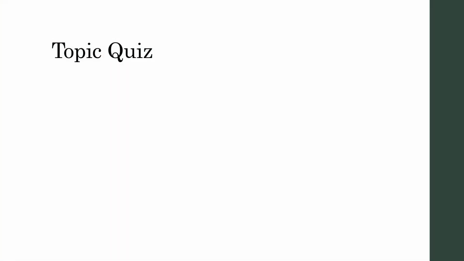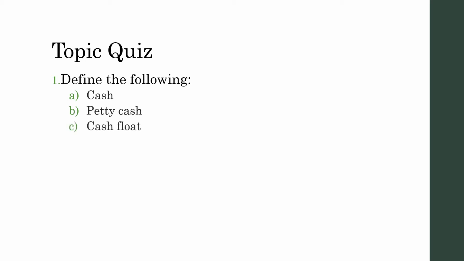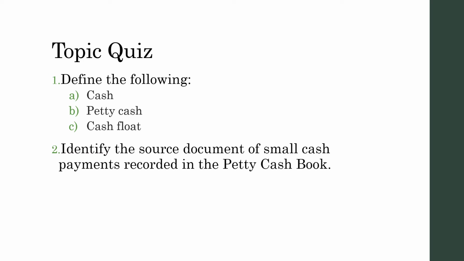Topic quiz. Take a minute to answer the following on a separate paper or page in the back of your exercise book. Question 1. Define the following. A. Cash. B. Petty cash. C. Cash float. Question 2. Identify the source document of small cash payments recorded in the petty cash book. Pause the video now.